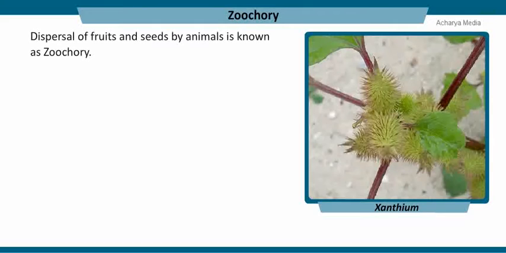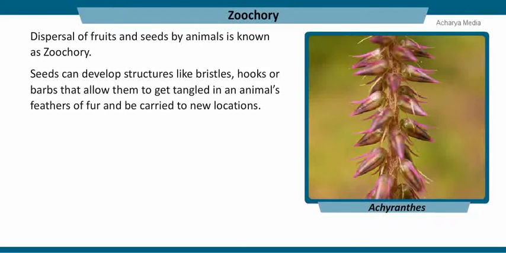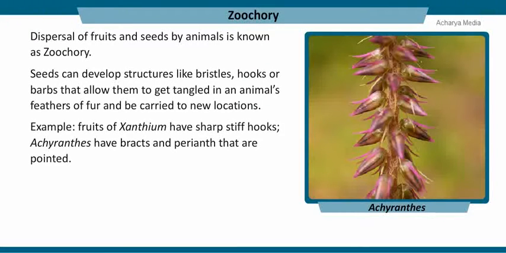Dispersal of fruits and seeds by animals is known as zoochory. Seeds can develop structures like bristles, hooks, or barbs that allow them to get tangled in an animal's feathers or fur and be carried to new locations. For example, fruits of Xanthium have sharp, stiff hooks. Achyranthes has bracts and perianth that are pointed.